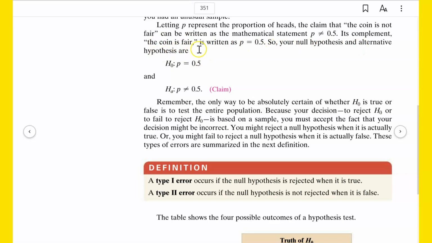So your null hypothesis and alternative hypothesis are what? You always put the one that has any kind of an equal in there as the null hypothesis, the H0. And you put the one that doesn't have any equal on there as the alternative hypothesis. So in this case, you make the claim that the coin is not fair be the alternative hypothesis, P does not equal 0.5. And so you let the opposite of that, P does equal 0.5, be the null hypothesis.